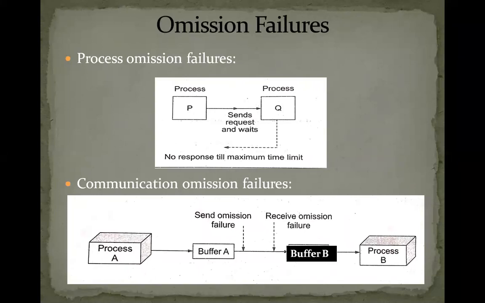But there is a possibility that there may be a loss of the data in this communication channel. If the data is lost in the buffer A, it is called send omission failure. If the data is not received at buffer B, it is called receive omission failure.